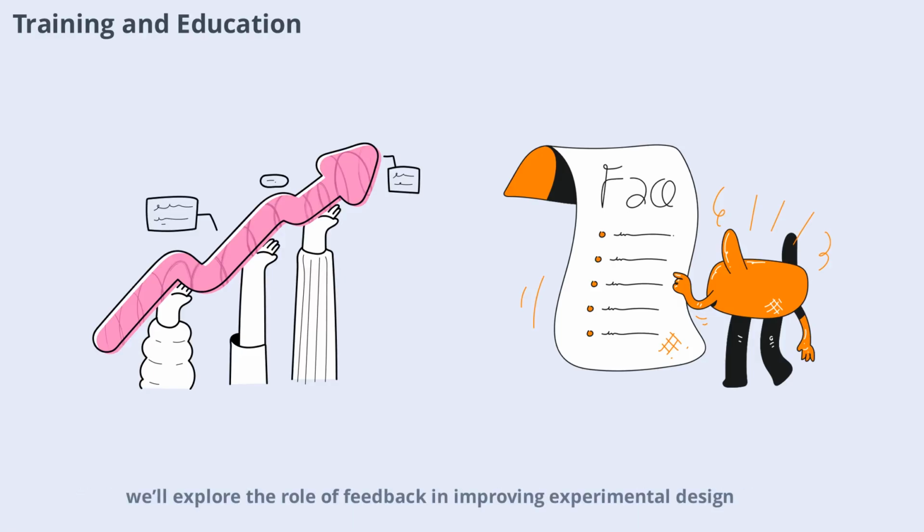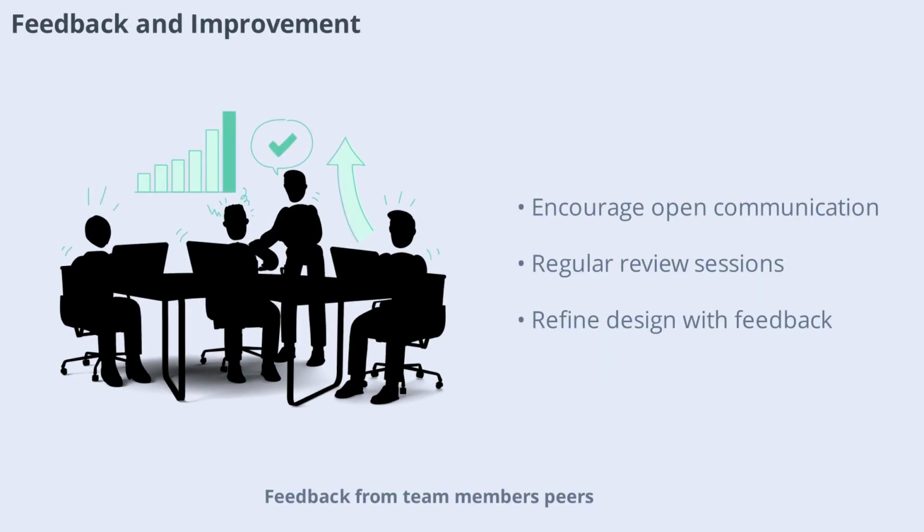Next, we'll explore the role of feedback in improving experimental design. Feedback from team members, peers, and reviewers is essential for refining experimental design. Constructive criticism can highlight weaknesses and suggest improvements. Encouraging open communication and regular review sessions fosters a culture of continuous improvement.